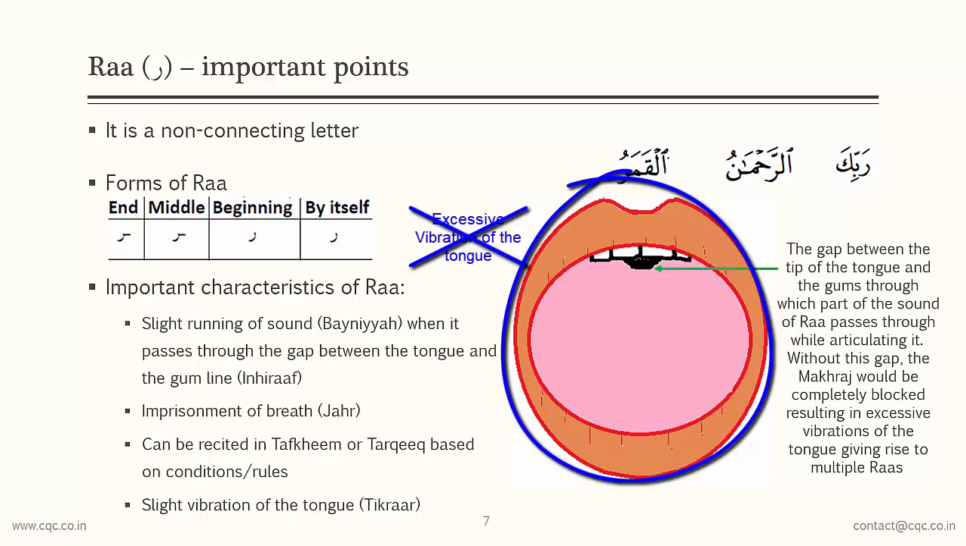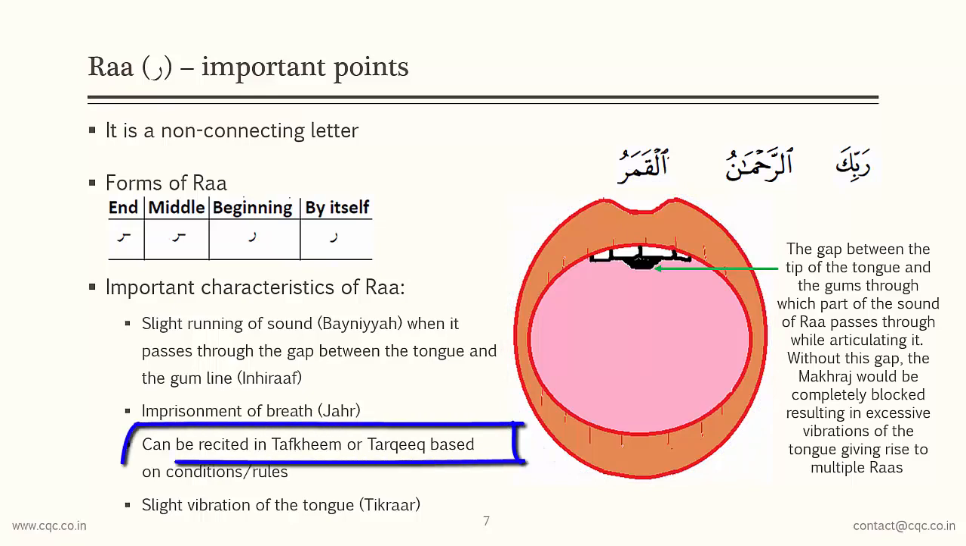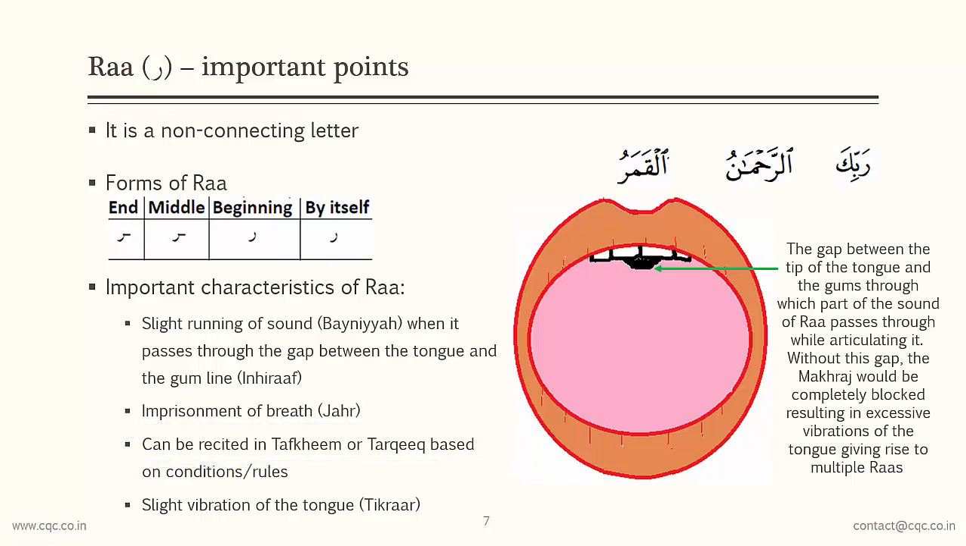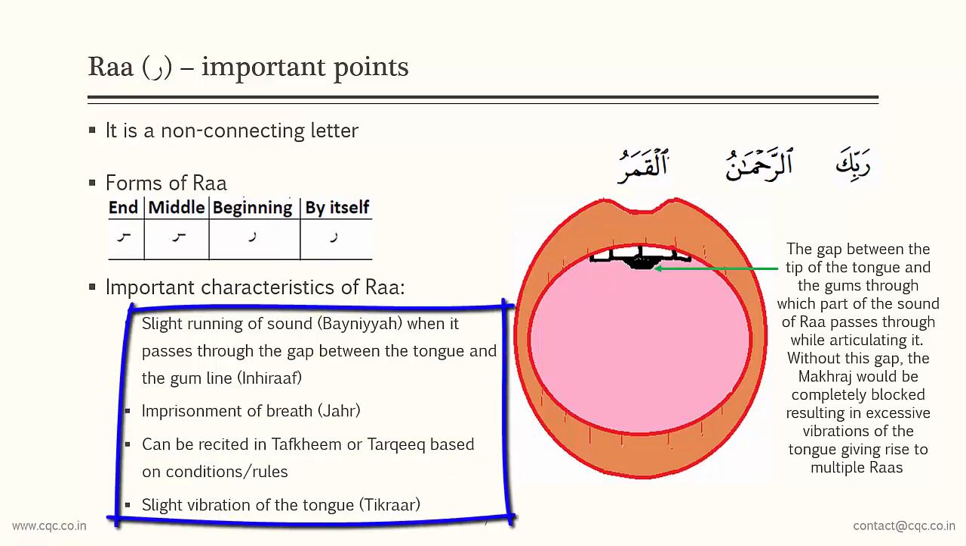So we don't say ar-Rahman, giving multiple ra's. So recite it with ease, letting the sound flow smoothly within the gap. Ar-Rahman. Also note that the letter ra can be in tafkhim or in tarqiq based on rules which we will be studying later inshallah. For now, try to get the makhraj right and practice on your own and try to reproduce it in the live class. Ra, ri, ru, ar, ir, ur.